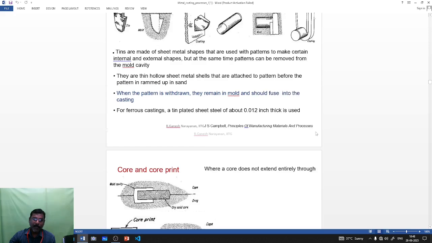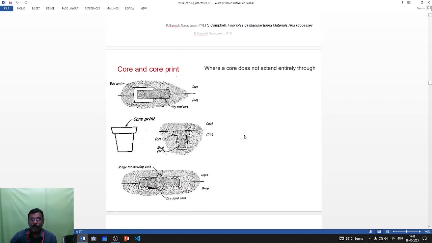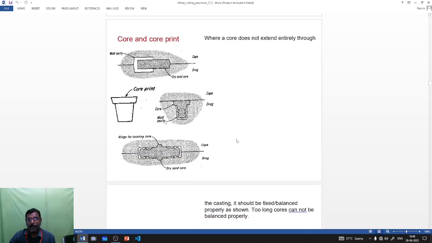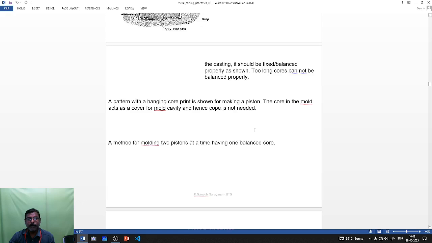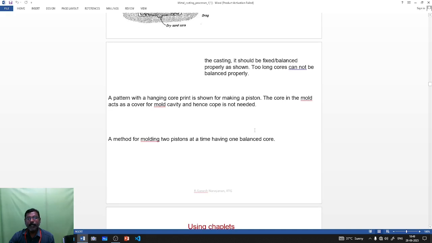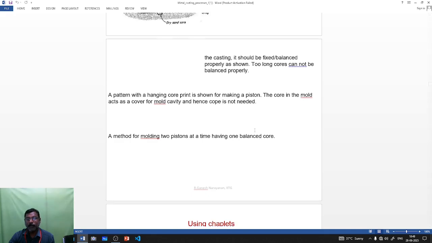So core and core pins have to be placed inside the pattern. The casting should be fixed and balanced properly. Too long cores cannot be balanced properly. A pattern with a hanging core print is shown for making pistons. The core in the mold acts as a cover for the mold cavity and hence a cope is not needed. This is the method of molding two pistons at a time having one balanced core.